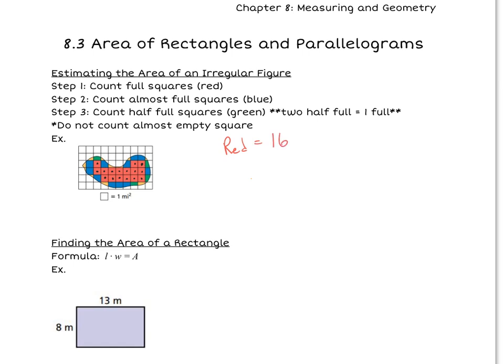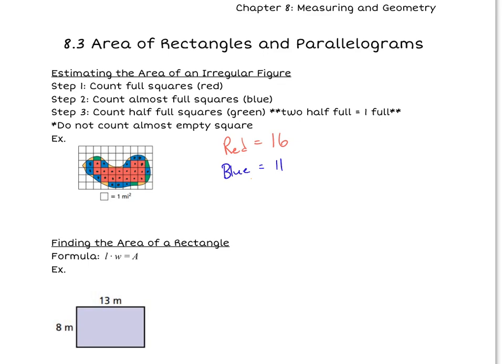The next step would be to count the almost full squares, and we're going to count those as if they were full squares. So 1, 2, 3, 4, 5, 6, 7, 8, 9, 10, 11 blue squares. 11 of those. And we count those as full because at the end we're not going to count ones that are almost empty. So it kind of evens out.